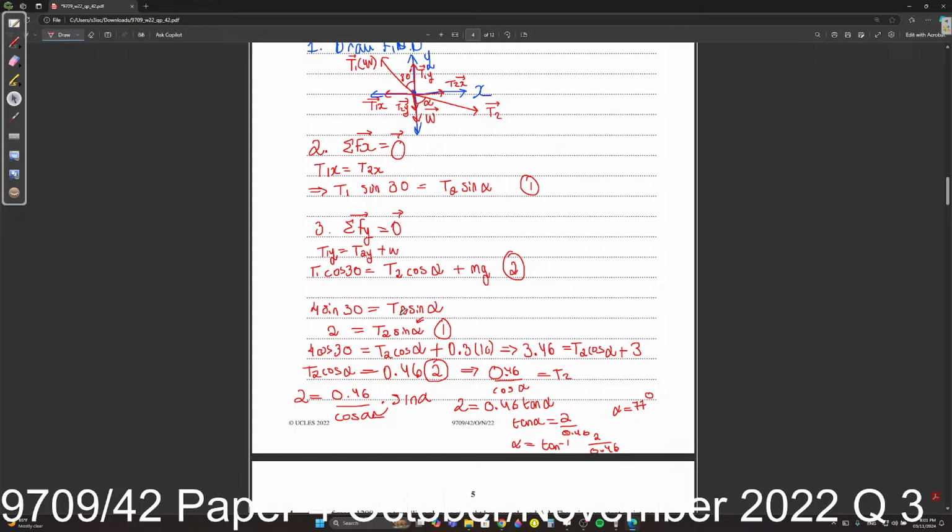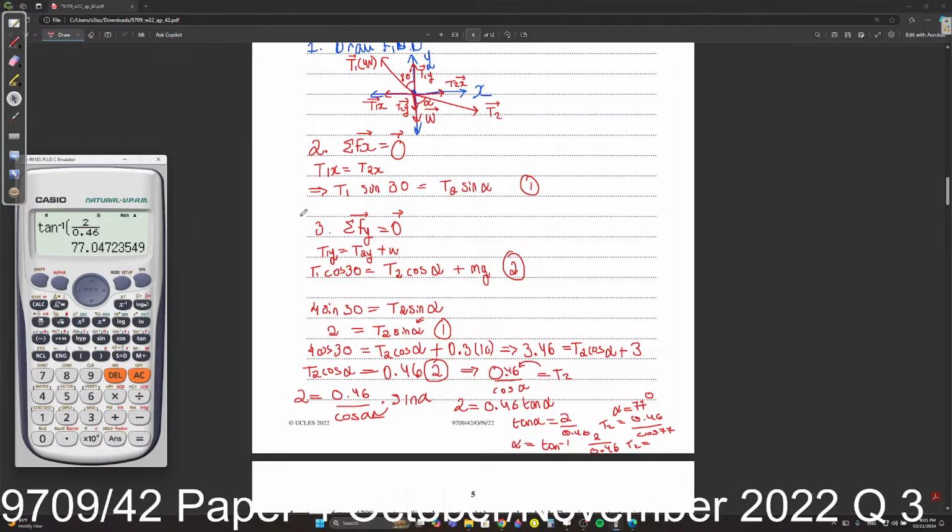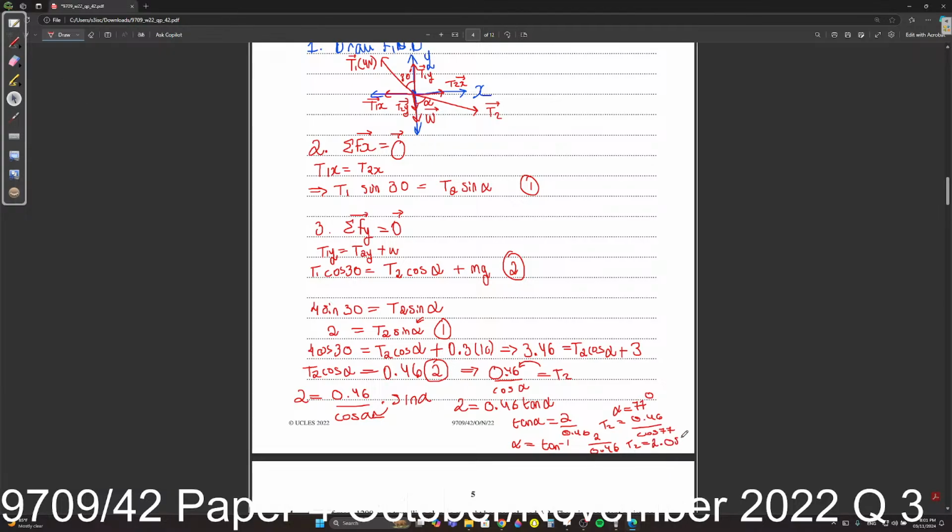So here, can I find T2? Yes, we said T2 is 0.46 over cosine alpha. So you can just substitute 77 here. You're going to get T2 is equal to 0.46 over cosine 77. So T2 is equal to, let me see, 0.46 divided by cosine answer, 2.05. 2.05 newtons. Let's check these two answers. 2.05 newtons and 77 degrees.